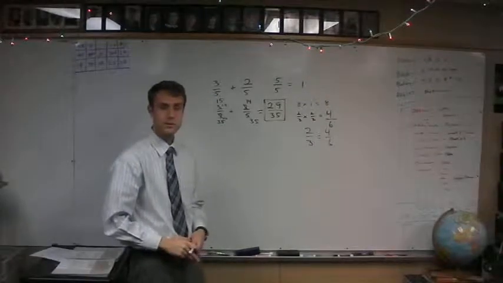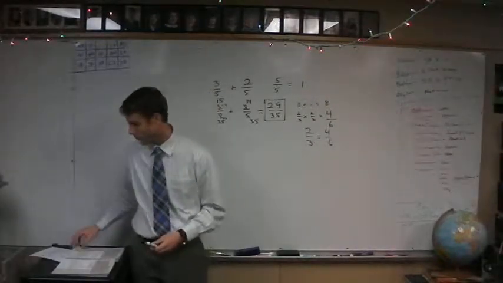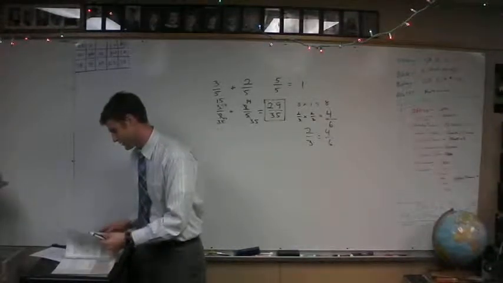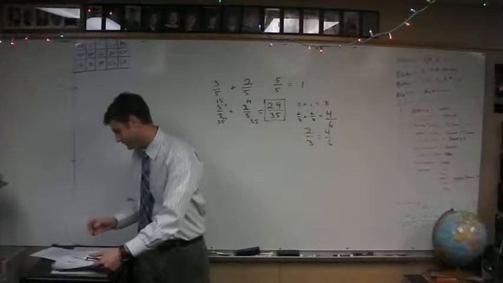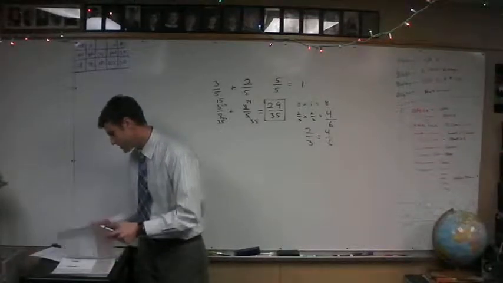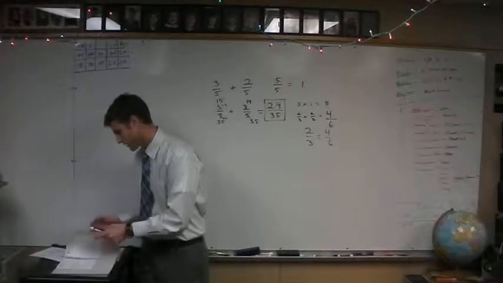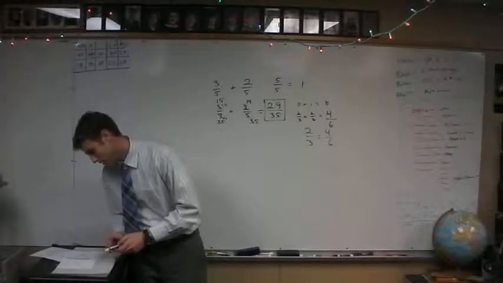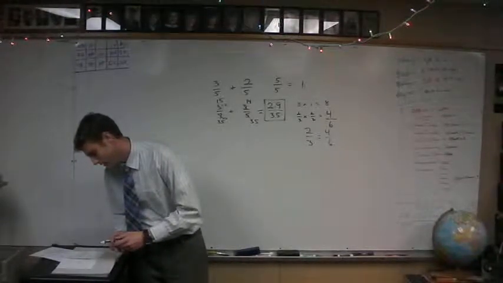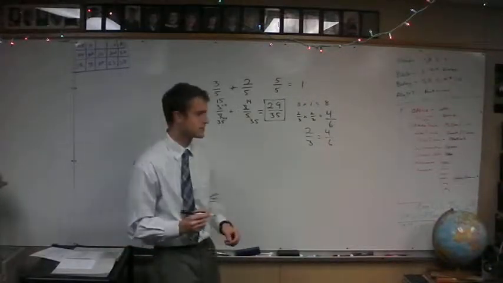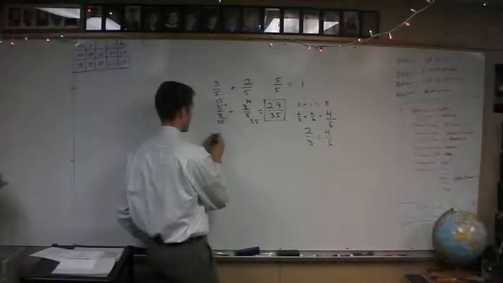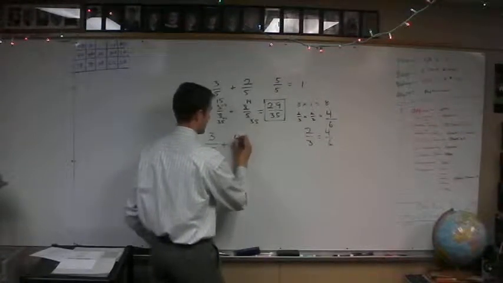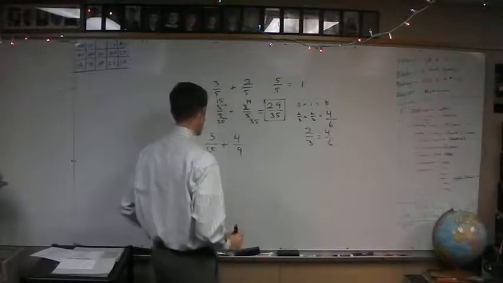If I have numbers that are a little bit bigger, a little bit more complex, that can make it a little more complicated. So let's say, for example, I am adding two fractions. Here is an example for you. Let's say I am adding 3/15 and 4/9. So 3 over 15 plus 4 over 9.